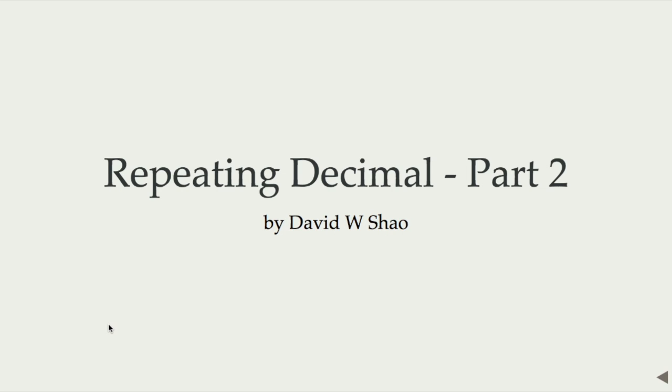Now we're asking the question: is this true for any other number? And the answer is yes. So today we're going to examine a generic case of a fraction p over q, where p and q are integers, and we're going to see why it is either a terminating decimal or a repeating decimal for these fractions. All right, so this is part 2 of the topic.